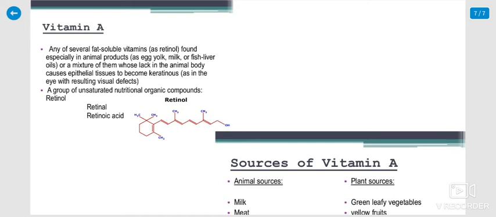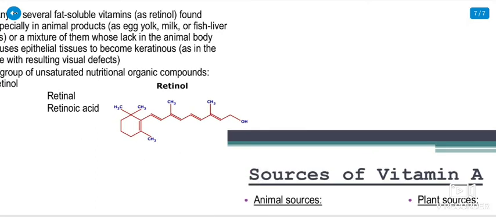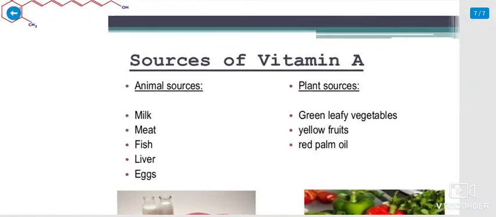It is a group of unsaturated nutritional organic compounds, retinol. The chemical structure of retinol: retinoic acid, with a benzene ring and OH and CH3 groups, is the structure.